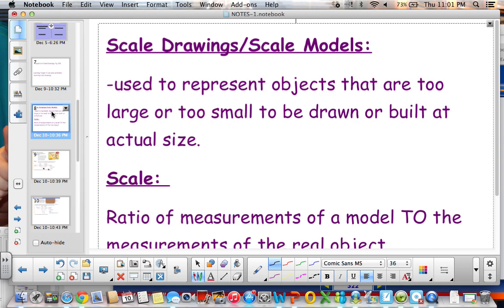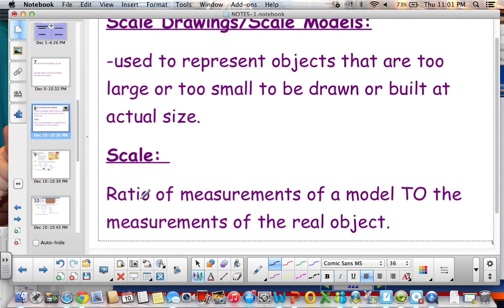Scale drawings or scale models are used to represent objects that are too large or too small to be drawn or built at actual size. So a map is a really good example of this. A model airplane or a model of a city or a town are examples of scale drawings or scale models. A scale is the ratio of the measurements of a model to the measurements of the real object. So if you want to pause and write these down, that would be awesome.